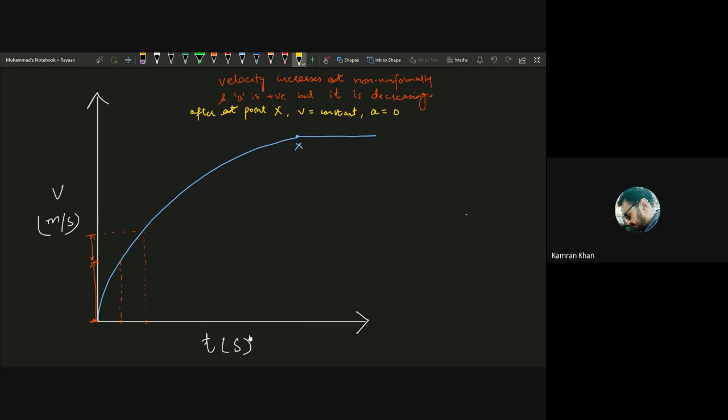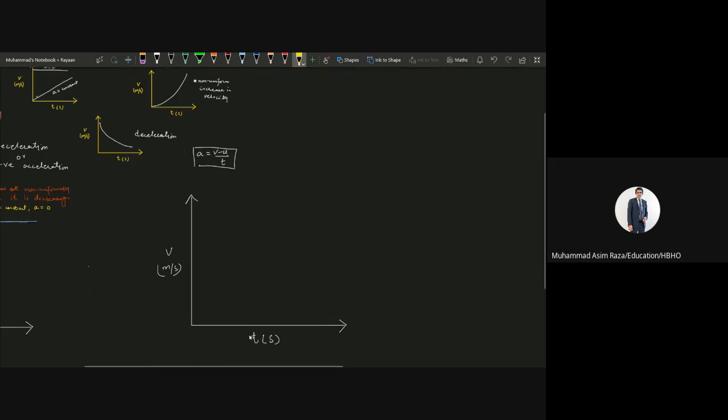Yes, sir. Okay, so we will say that after point x, velocity becomes constant and acceleration becomes 0, right? Yes, sir. And then we have this graph.